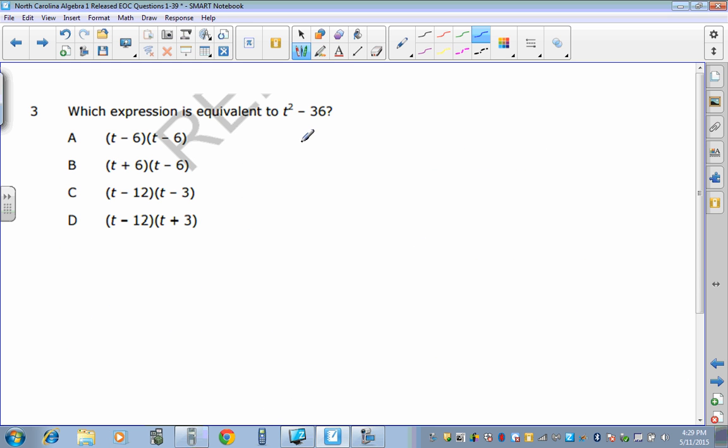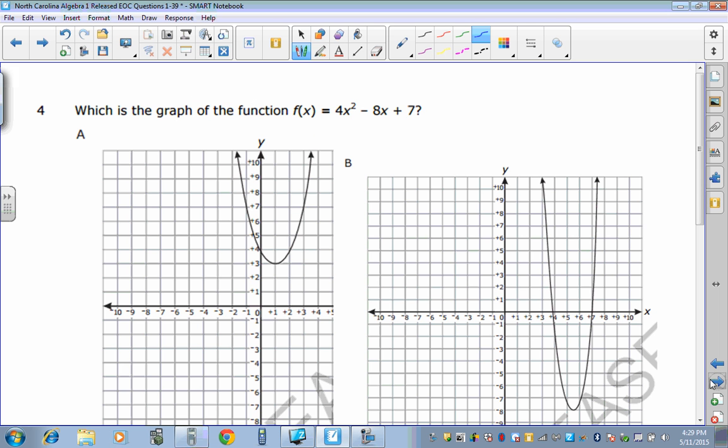Which expression is equivalent to this? We know this is factoring the difference of two perfect squares. The square root of t squared is t. Since 36 is negative 36, that's a perfect square. We go t minus 6, t plus 6. It doesn't matter which order you write these in. In fact, B is the answer.